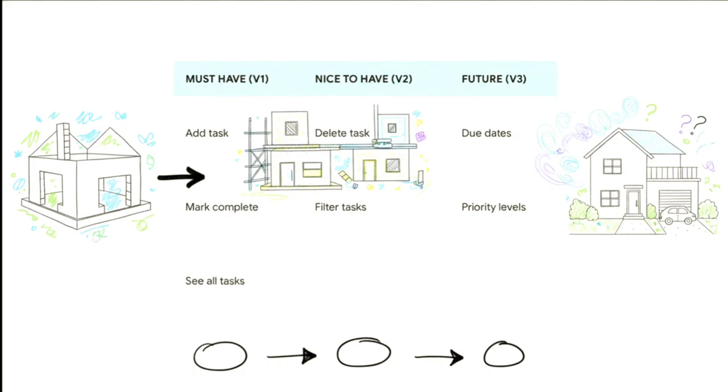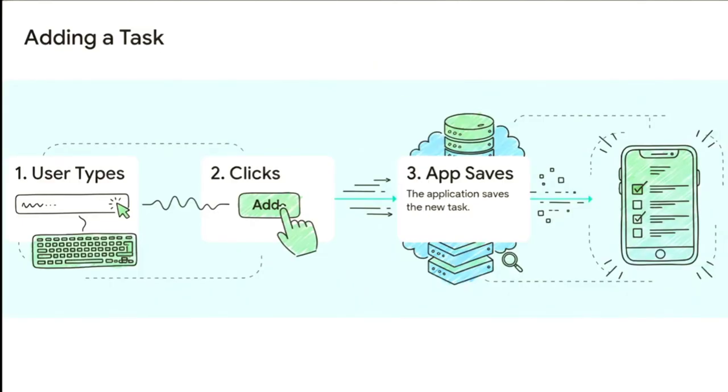For our to-do app, that means we must be able to add a task, see our list, and mark a task as complete. That's it. Deleting a task? That's a nice to have. We can add that later. Due dates and priorities? That's way off in the future. You always start small. So let's walk through the logic of adding a task.